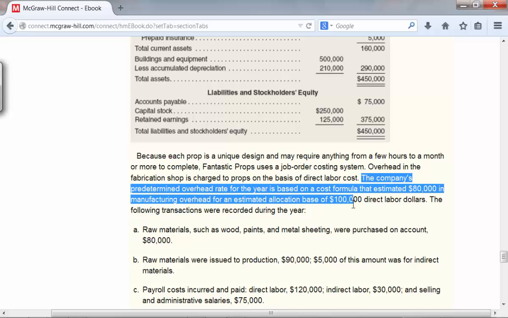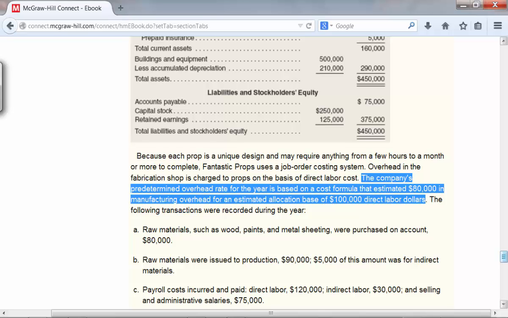It says that their predetermined overhead rate for the year is based on a cost formula in which there's an estimated $80,000 in manufacturing overhead for the year, and they estimate to pay their people $100,000 in direct labor. That's their estimate. So their predetermined overhead rate is 80 cents. For every dollar they pay their employees, they expect that to lead to an 80 cents increase in manufacturing overhead.